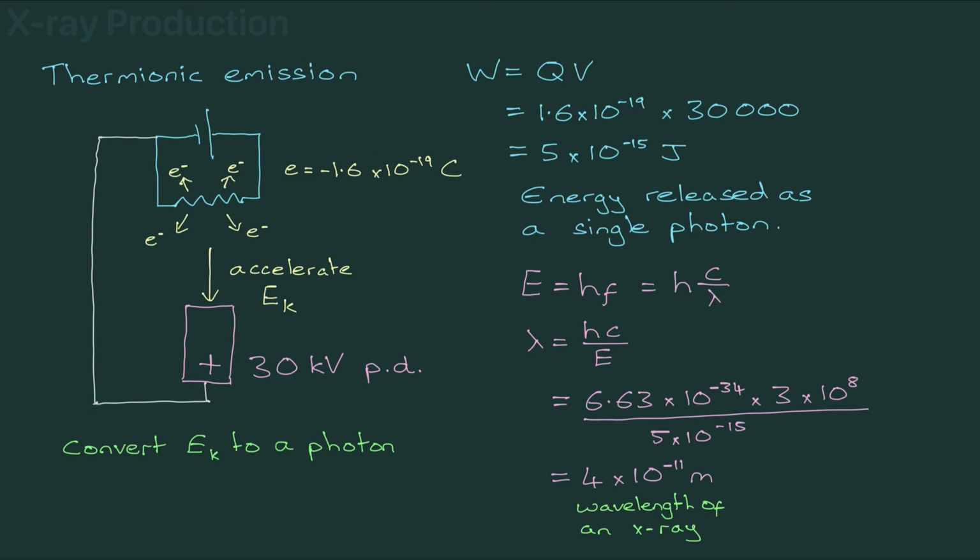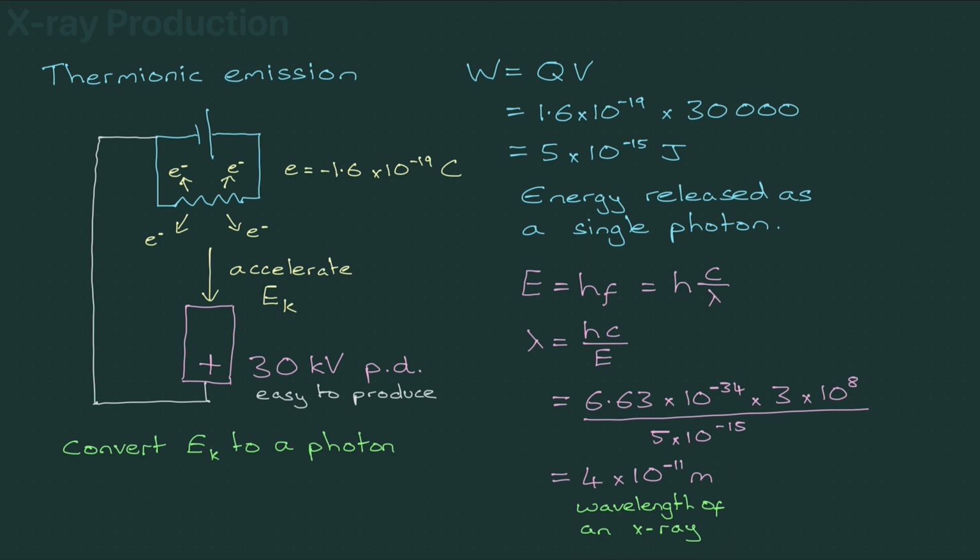So now we know that using a reasonably small 30 kilovolts, which you can get up to about 5 kilovolts in a school lab, we can generate the right amount of energy to get an X-ray photon.